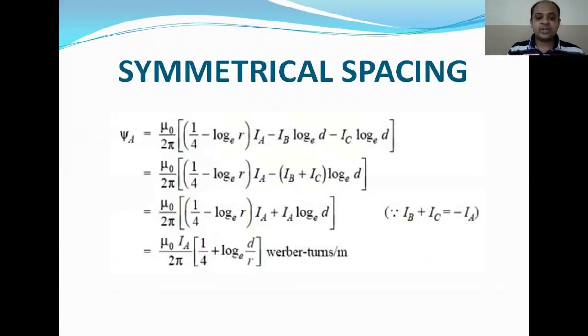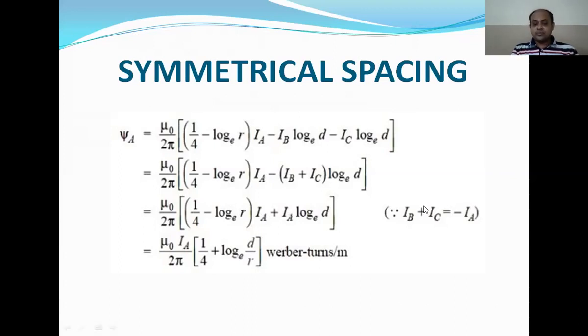So for symmetrical spacing, what is happening? We already found this equation. Psi A equals mu 0 by 2 pi into 1 by 4 minus log r to the base e into IA minus IB log d to the base e minus IC log d to the base e. So on this part we don't have anything to discuss. Next, log D is common from the right hand side part. So minus log D into IB plus IC, minus, common, then mu 0 by 2 pi into 1 by 4 minus log R into IA plus IA log D.